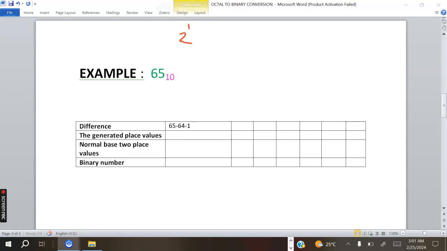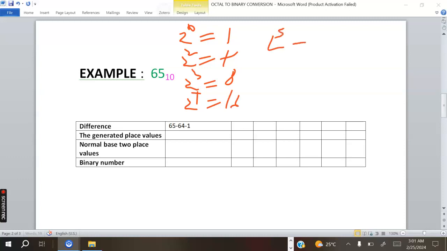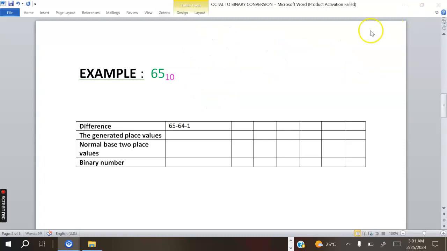So 2 to the power 0 you get 1, 2 to the power 2 you get 4, 2 to the power 3 you get 8, 2 to the power 4 you get 16, 2 to the power 5 you get 32, 2 to the power 6 you get what? You get 64. So that's how I've been able to arrive at 64 as the nearest number to the given one.